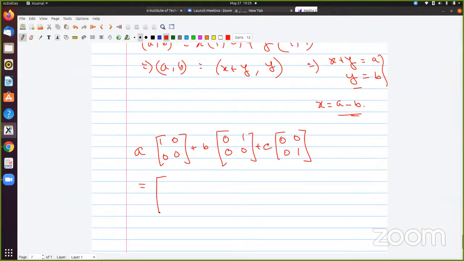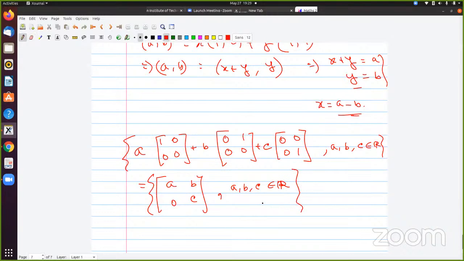No, right? It contains both. If I add these, this is basically the span, right? Where A, B, C come from real numbers. So this is the span: A, B, 0, C, where A, B, C are real numbers. Now scalar matrices will be a subset of that. That is correct, but not only scalar matrices, right? Here A, B, C can take any values. So it is an upper triangular matrix, the set of upper triangular matrices.